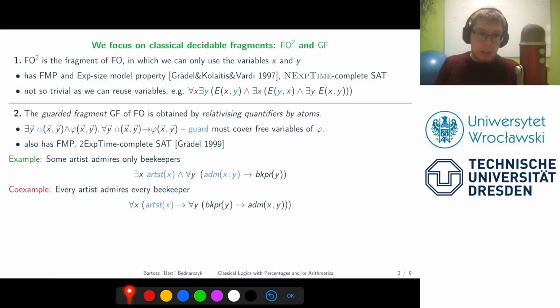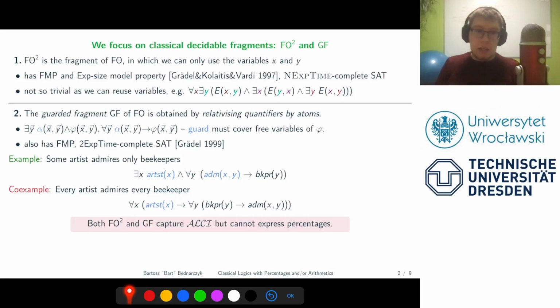Every artist admires every beekeeper. Here we have a variable x, and this is of course guarded by the atom artist(x), but then we introduce y, and we have a formula admires(x,y), so we must guard both x and y. But here we have only a guard for y, so we can't have a guard for x. So this is not a correct guarded fragment formula.